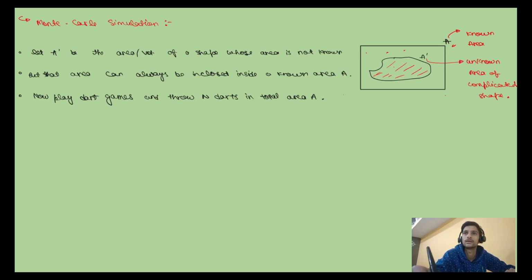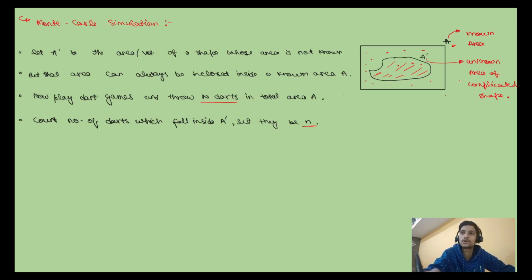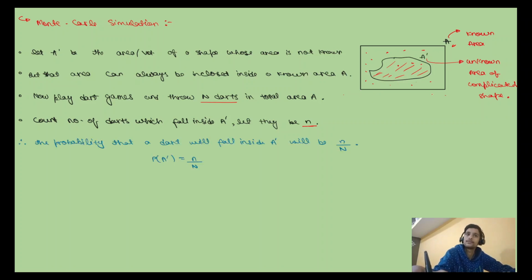Some of the darts will fall inside this A prime also, right? Let's suppose you have thrown a total of capital N darts in this total area, right? Out of this total capital N darts, let's suppose small n darts will hit A prime, okay? So now this is a problem similar to what we discussed in the previous problem, right? You need to know whether the dart is hitting inside this A prime or not. The probability that a dart will fall inside A prime will be small n divided by capital N.